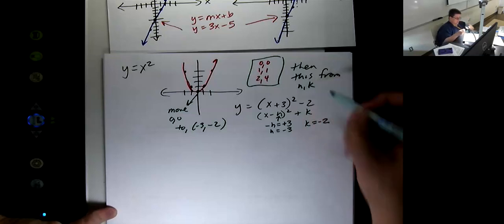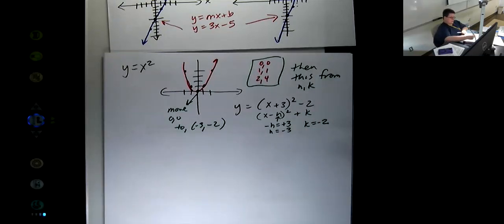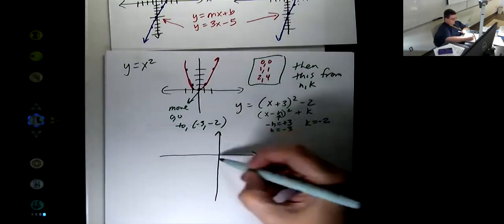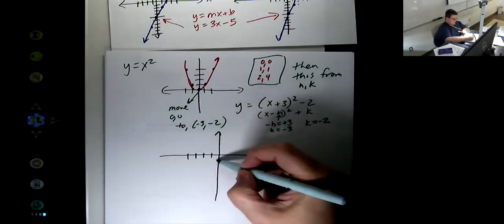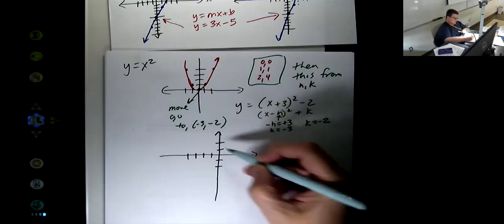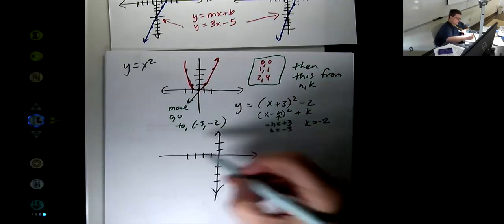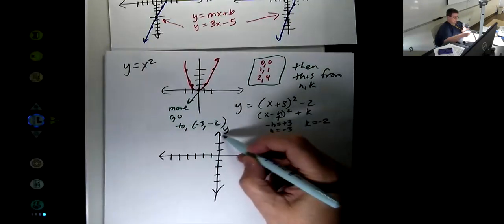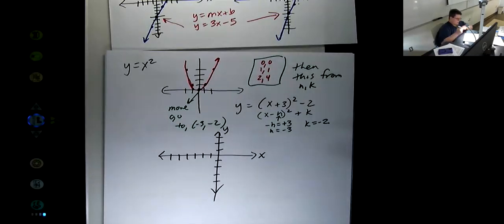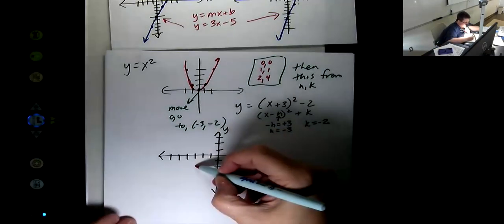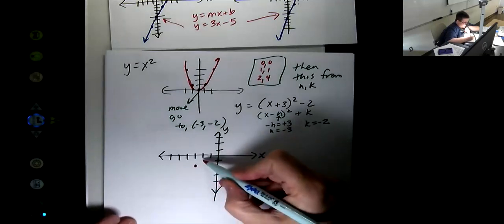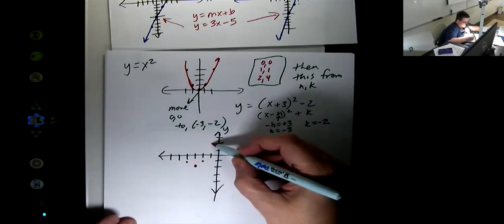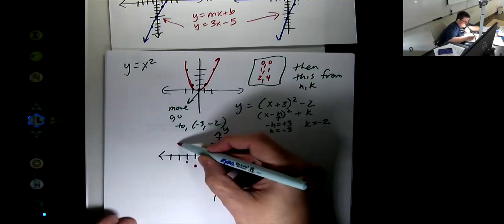From h, k. So if I were to do that, -3, -2 is down over here. It should go more to the left though. I'm moving my center to -3, -2. And from here, I'm going to go right 1, up 1, and left 1, up 1. And then right 2, up 4. Left 2, up 4.